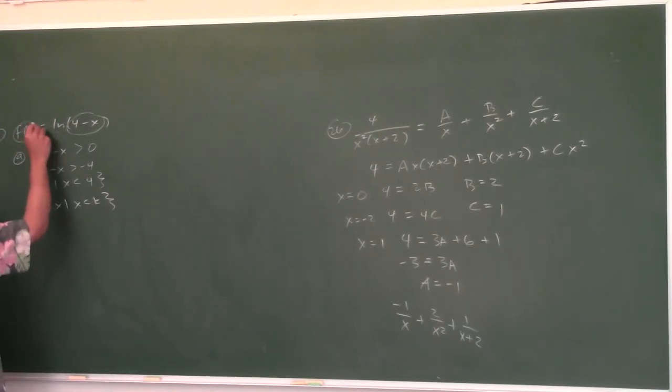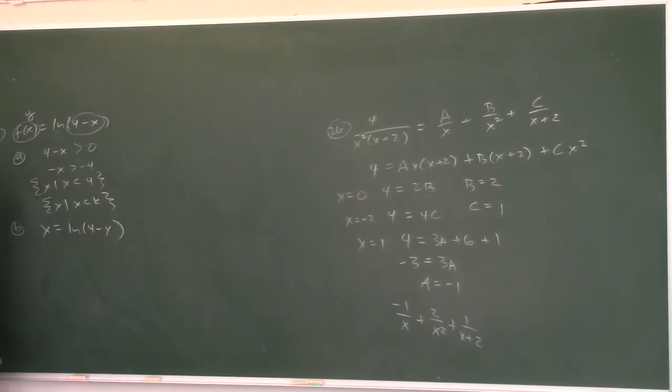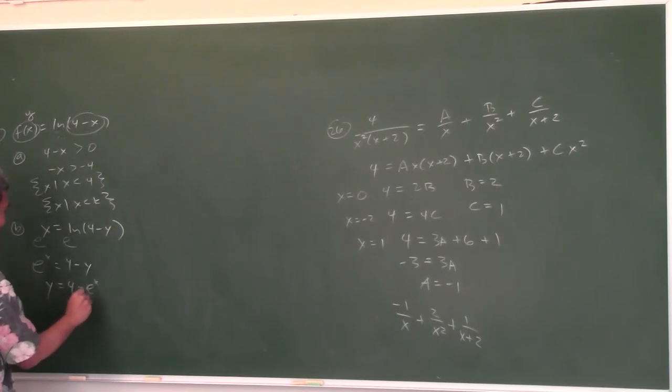Okay, B, find f inverse. Now, this is like y. How do you find the inverse? You switch the x's and y's, and then you solve for y. So, first step, how do I get rid of the ln? You e both sides. So you get e to the x, and e to the natural log of banana is banana. So y equals 4 minus e to the x. Finished! That's child's play.